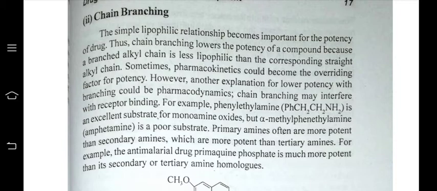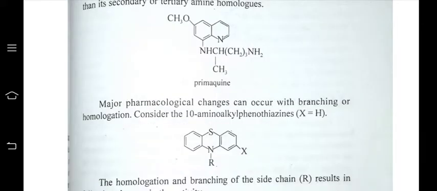Consider the example of phenylethylamine, which has no branching and is an excellent substrate for monoamine oxidase, but alpha methyl phenylethylamine is a poor substrate. Primary amines are often more potent than secondary amines, which are more potent than tertiary amines. Consider the structure of the two compounds, that is primaquine. The major pharmacological changes can occur with the branching or the homologation.